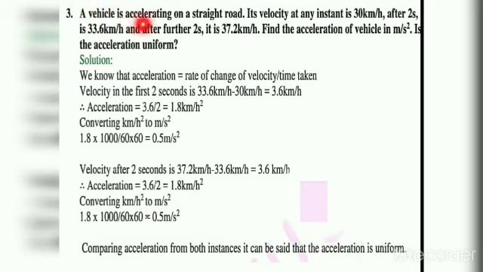A vehicle is accelerating on a straight road. Its velocity at any instant is 30 km per hour. After 2 seconds it is 33.6 km per hour, and after a further 2 seconds it is 37.2 km per hour. Find the acceleration of the vehicle in meter per second square.